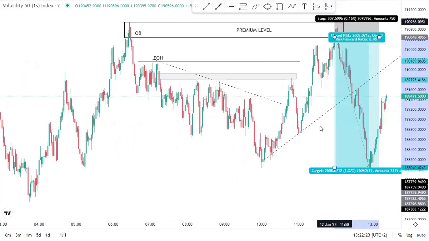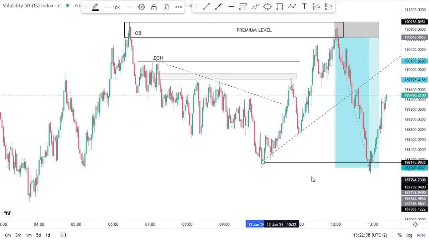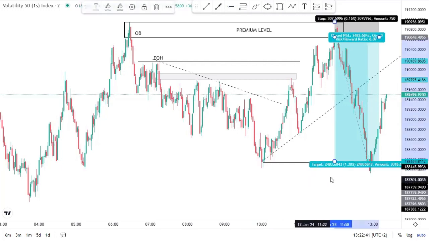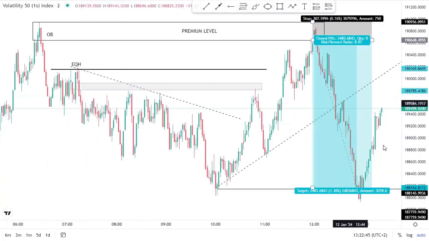This is how I trade. Let me show you the exact... Oh, sorry, I took the Fibonacci. Wanted to take this horizontally. This is what I do. So this is your target.